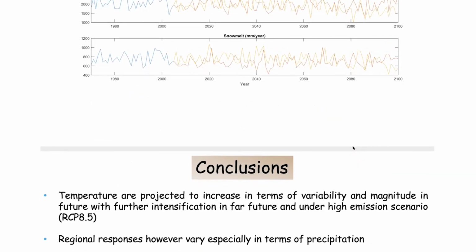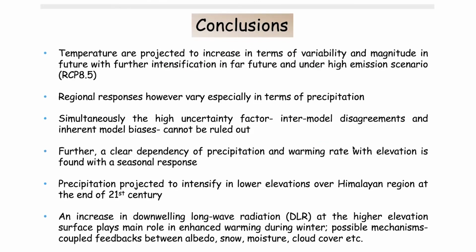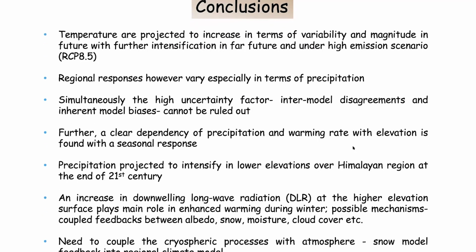So the overall conclusion from the talk is that temperatures are projected to increase in terms of variability and magnitude all along the Indian Himalayan region. In the higher Himalaya, the warming rate is more; in the lower Himalaya, the warming rate is comparatively less. Regional responses are very, very different, so we cannot make a composite regional response here. Regional responses vary in terms of precipitation and in terms of temperature.